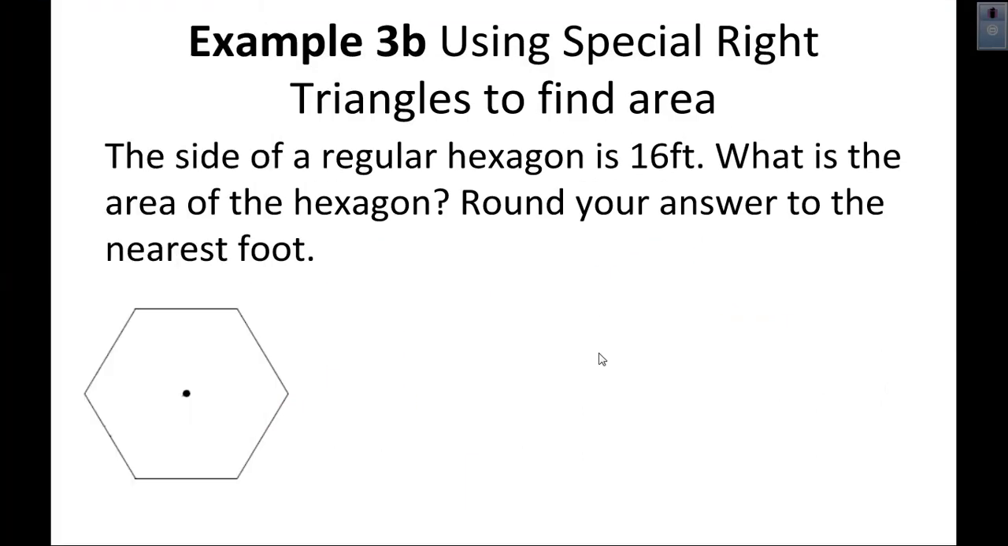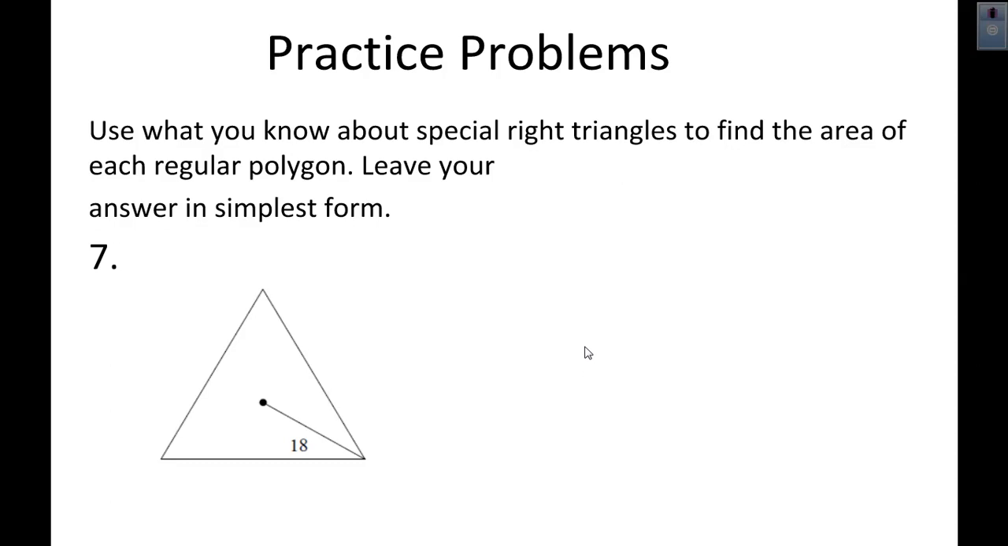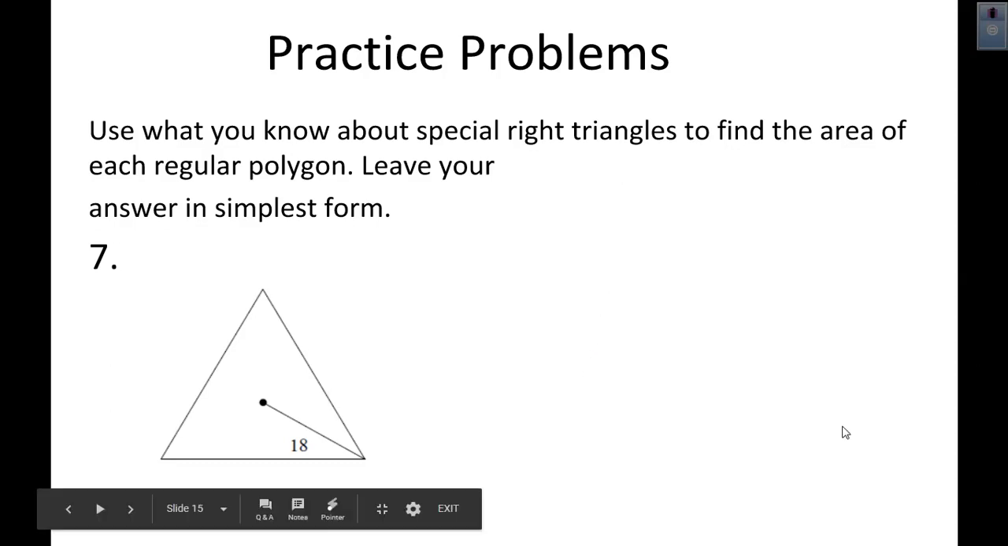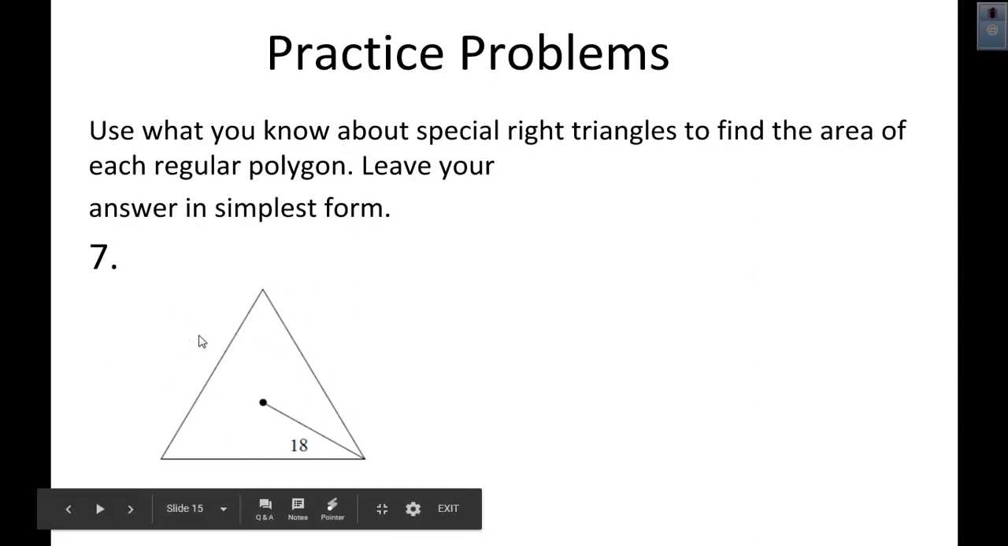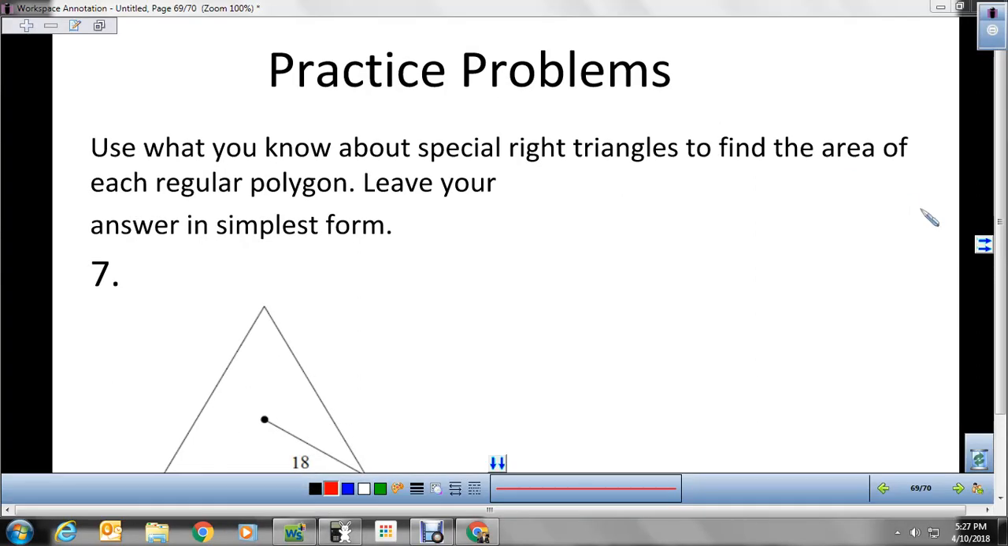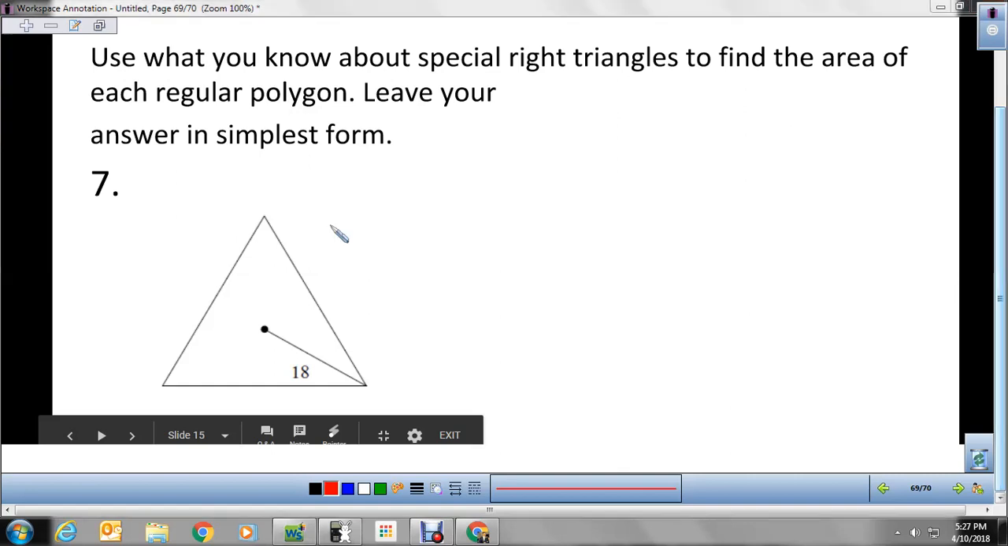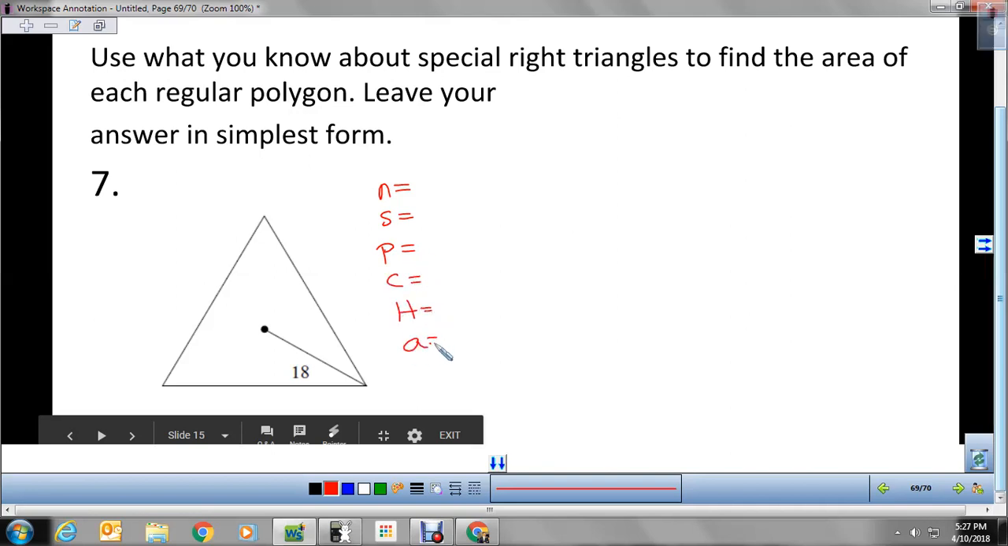All right, so let's take a look at the next one. Number 7. All right, once again, we have a regular polygon. This is a regular triangle, which means it's an equilateral triangle. All sides are the same, all angles are the same. So to begin this problem, we're going to start by writing our N, S, P, C, H, and A.